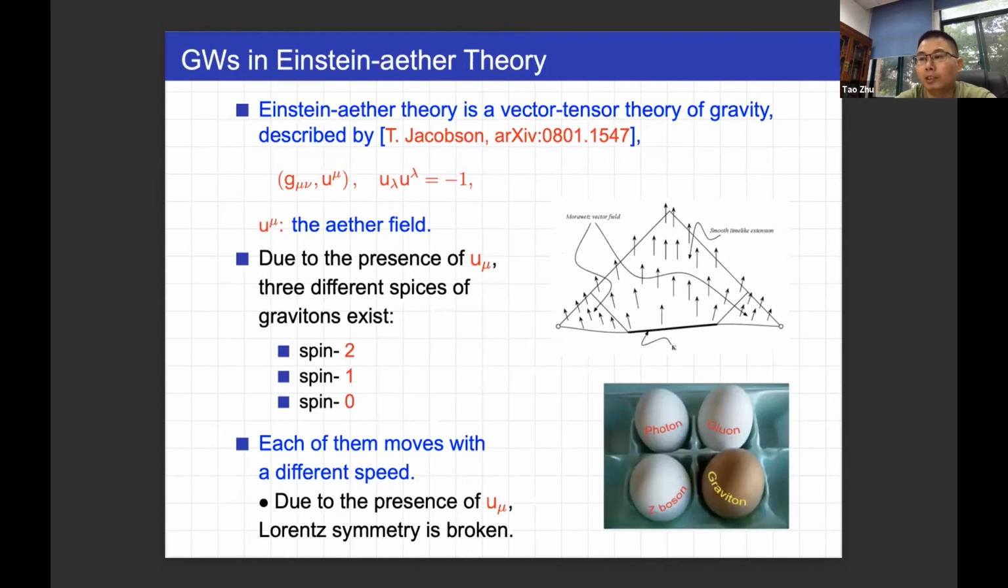Because of time limitation, I will not go into details of how we perform the above procedure in Einstein ether server, but only report our main results here. The Einstein ether server is the vector tensor server of gravity. In addition to the Einstein-Hilbert action in GR, this server introduced a unit and time-like vector field, the ether field. Because of the presence of the ether field, the server can have 3 different species of gravitons, the spin 2, spin 1, and spin 0.